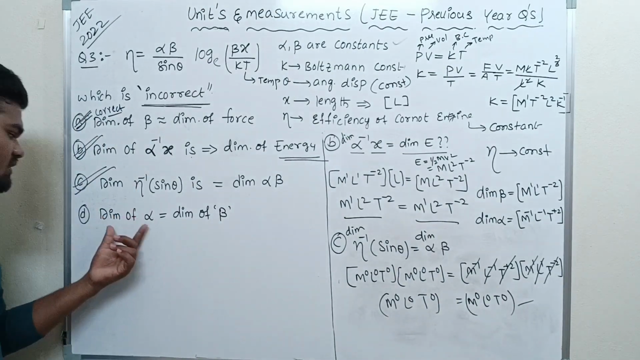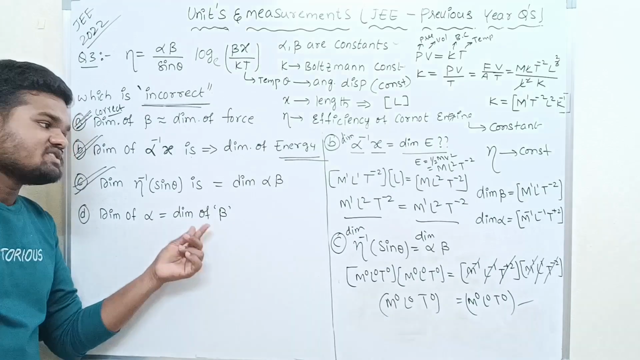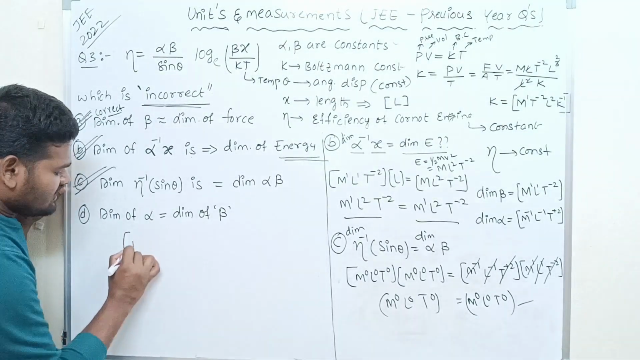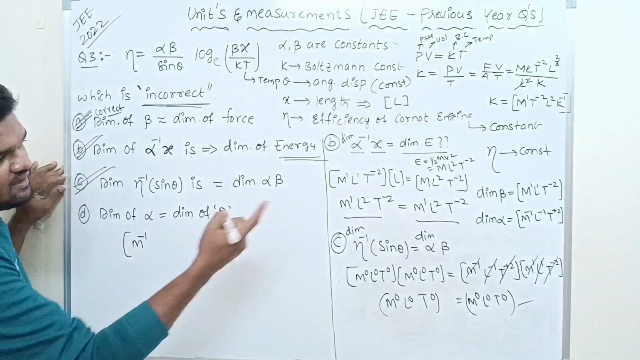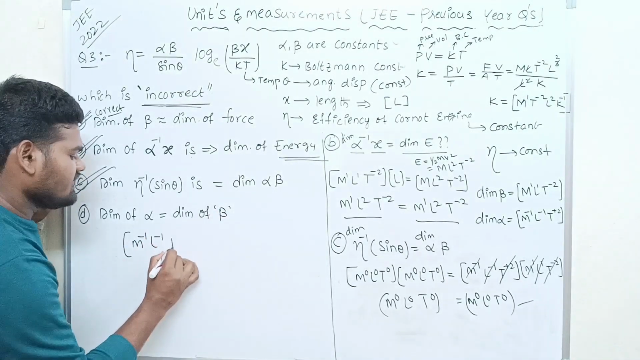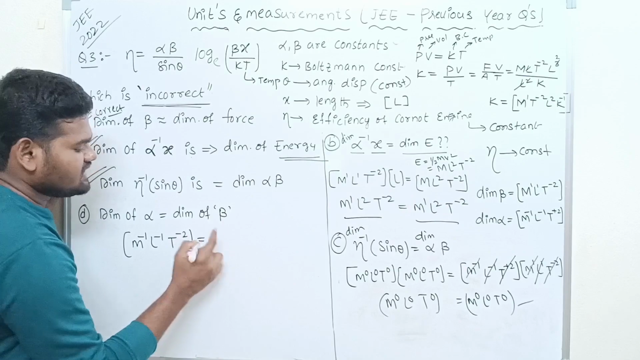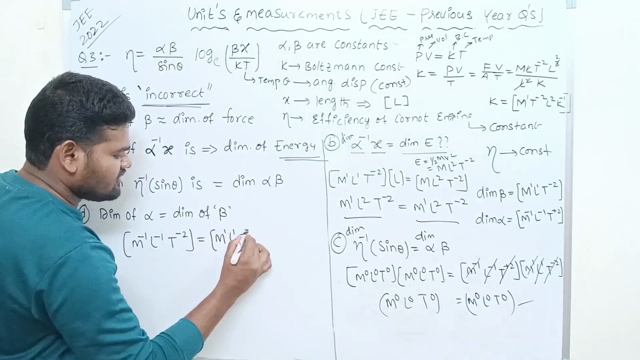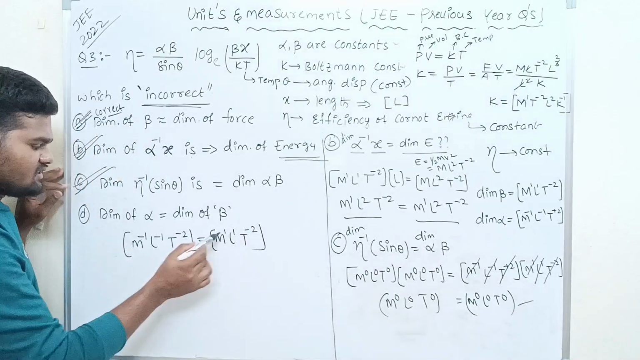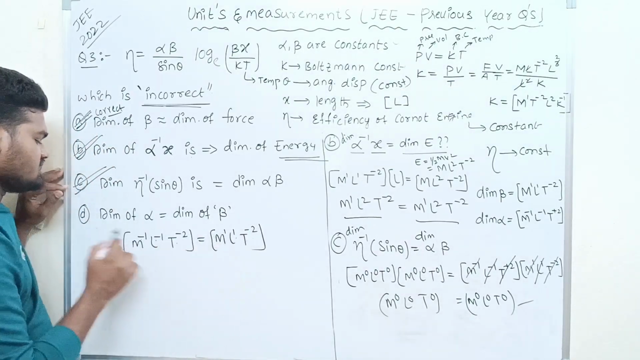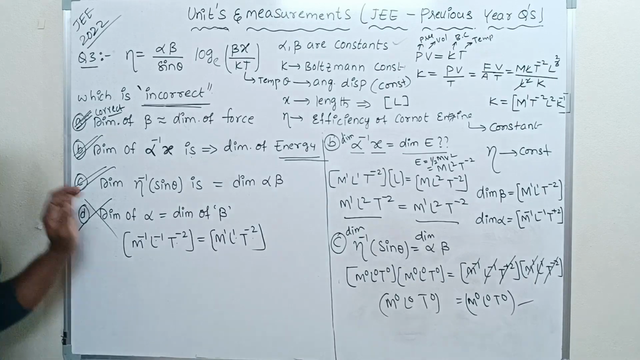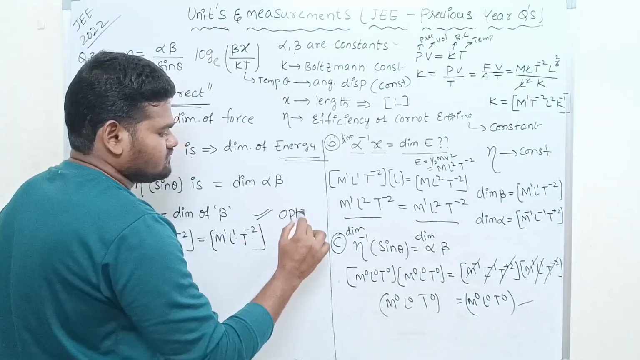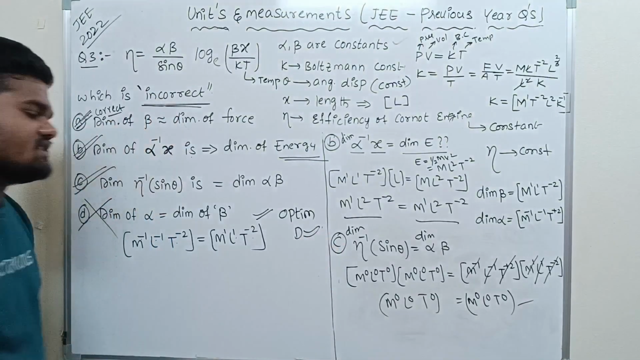Right. What is the fourth one? Dimension of alpha is equal to dimension of beta. What is the dimension of alpha? M power minus 1, L power minus 1, T power plus 2. What is the dimension of beta? M power 1, L power 1, T power minus 2. Have a look: minus 1 plus 1, minus 1 plus 1, minus 2 plus 2. Option D is wrong, so it is the correct option to select. Option D is the correct option.